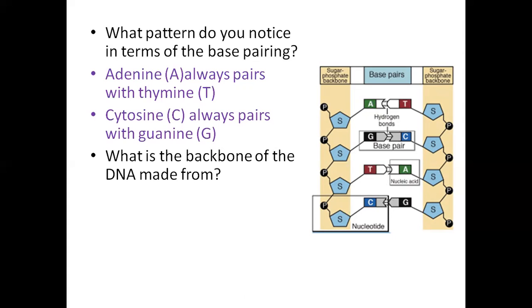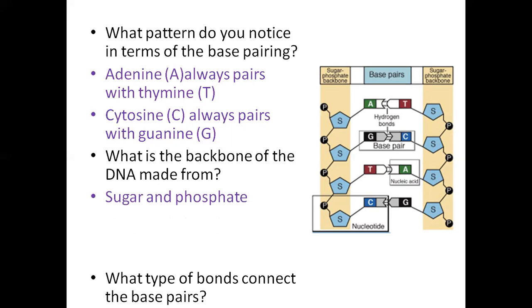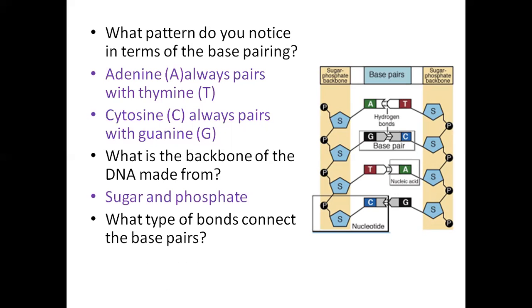What is the backbone of the DNA made from? If you look, this is the backbone here. We've got the left-hand side and the right-hand side, and that's made up of the sugars and the phosphates. There's no real change along the backbone. You've got sugars and phosphates making up the backbone. And looking at the bonding holding one strand to the other, we've got hydrogen bonding holding the strands together.